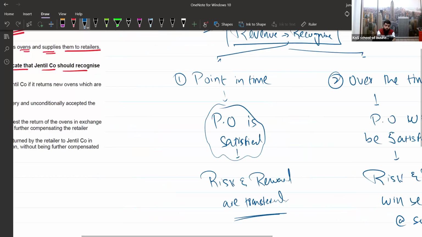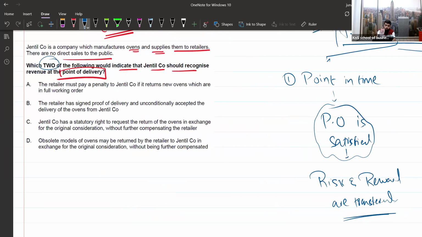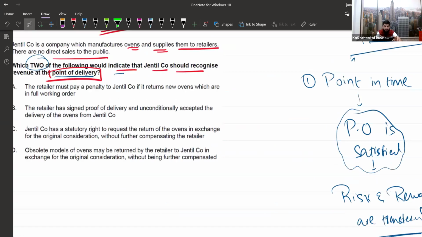Here in this question, it says that we need to identify two of the following that would indicate that the revenue should be recognized at the point of delivery. It means point in time. Now let's read out the options and try to understand this one. The retailer must pay a penalty. Remember, we are the manufacturer and we are selling the goods to the retailer.